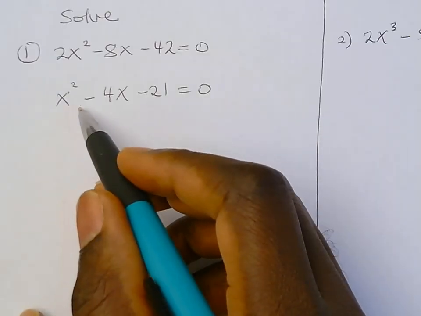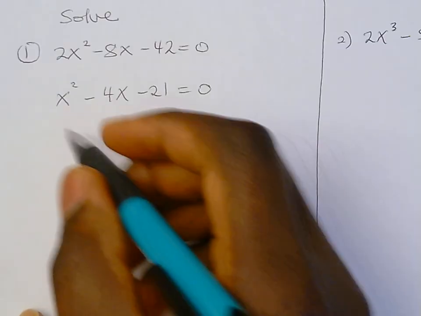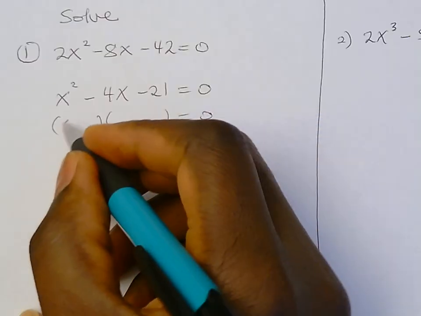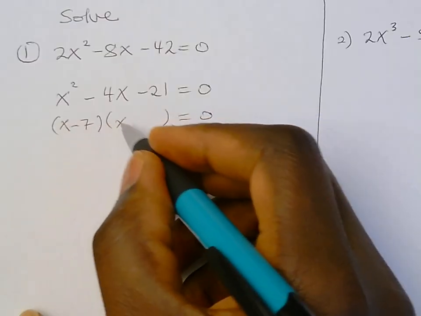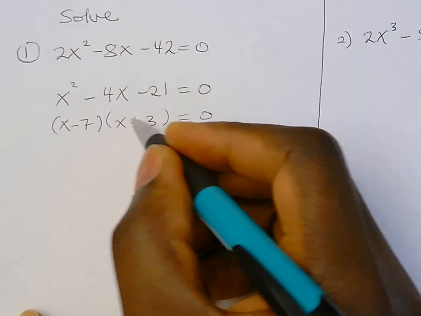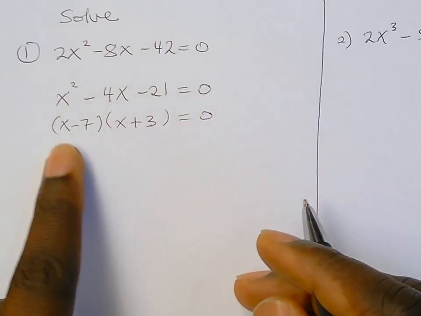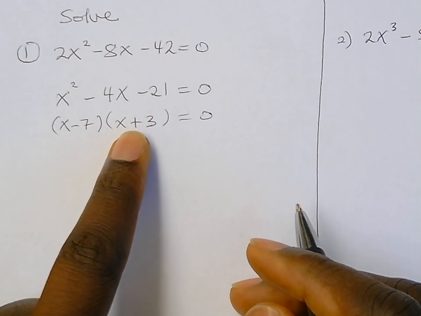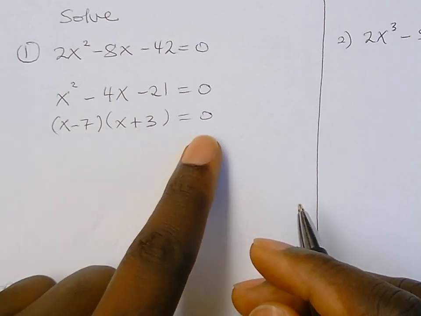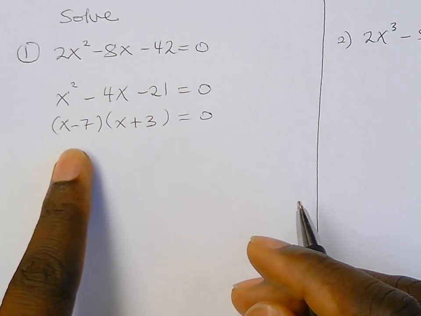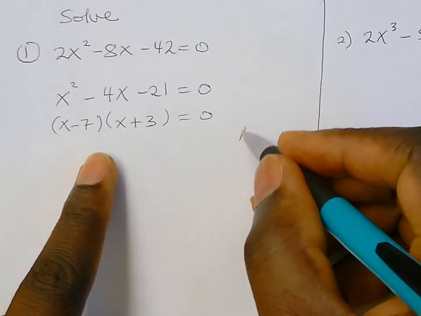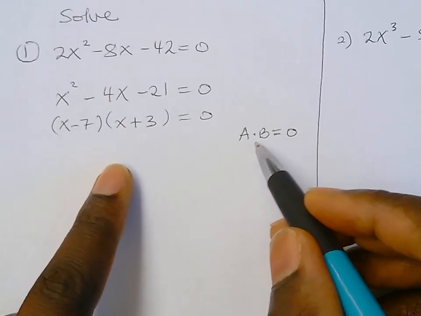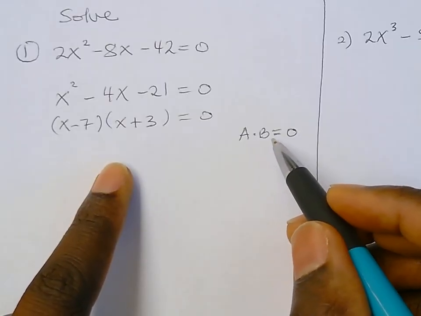Looking at x squared minus 4x minus 21, this can be factored into x minus 7, x plus 3. So now I have two factors, x minus 7 times x plus 3, and that equals 0. Now using the product rule, for those who don't remember, if two numbers multiply to 0, then either one of them or both of them are equal to 0.